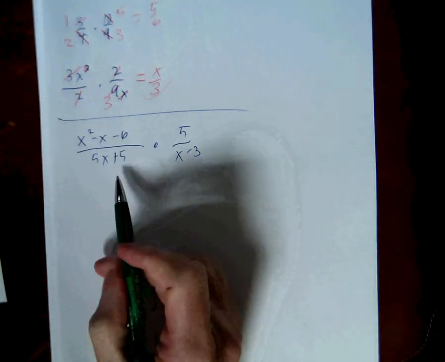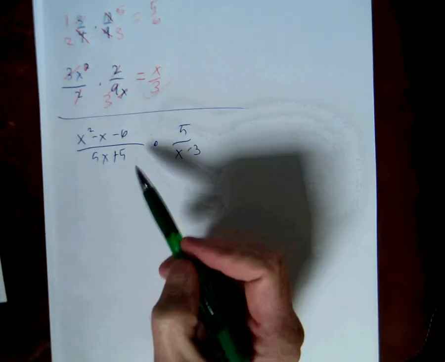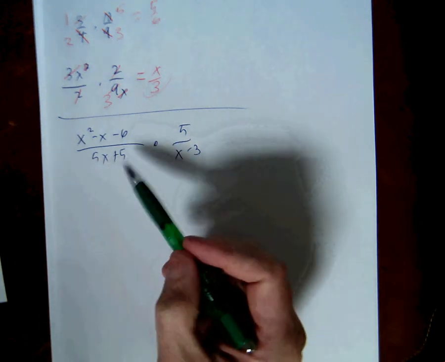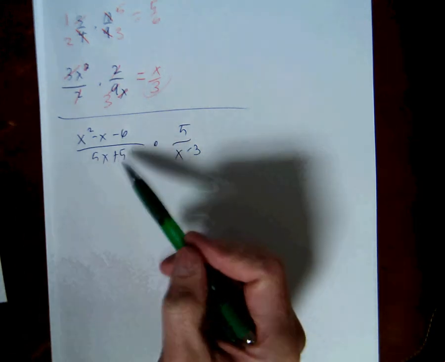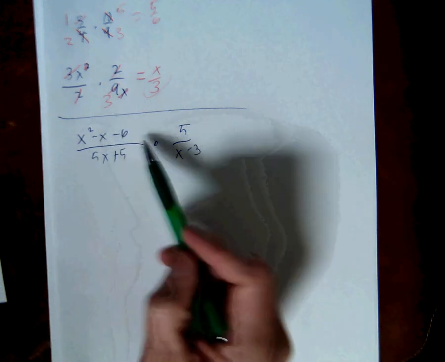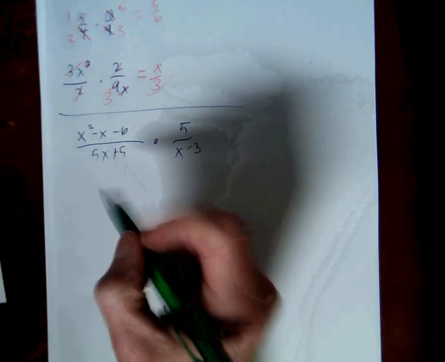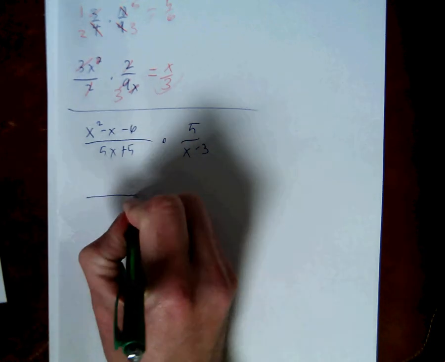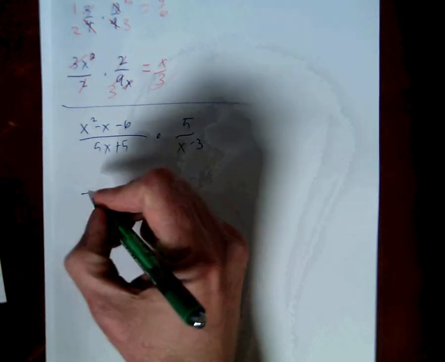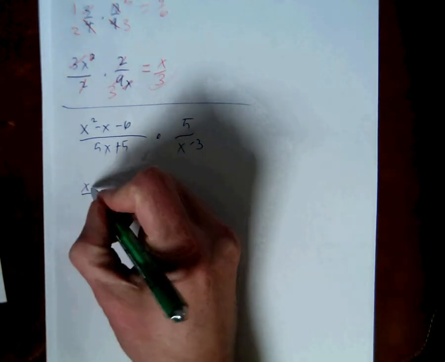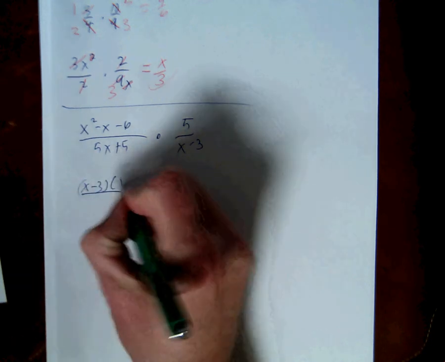So, how do we simplify this? Well, whenever you're dealing with fractions, never look at the whole fraction. Look at the top part, look at the bottom. And if I look at the top, I can see I can factor it. And that is going to factor as x minus 3, x plus 2.